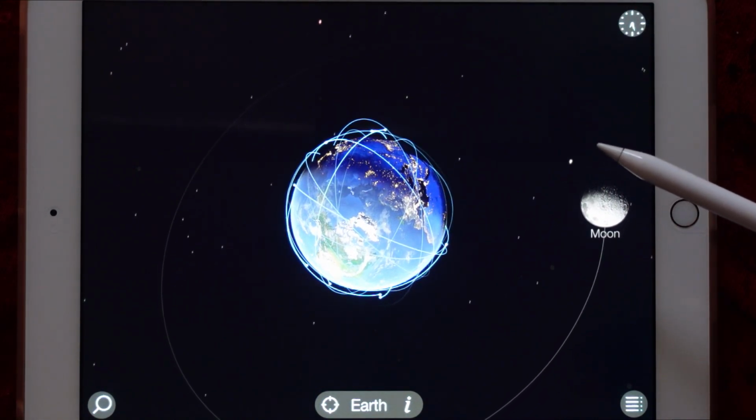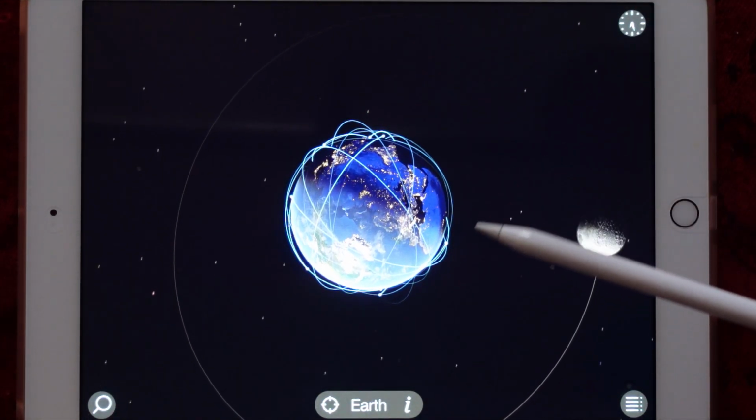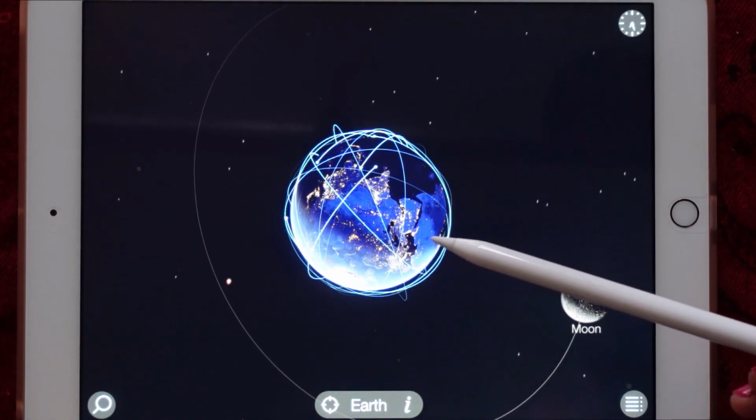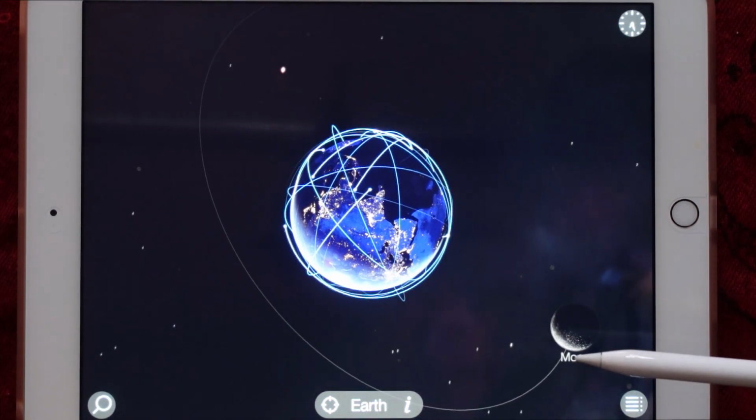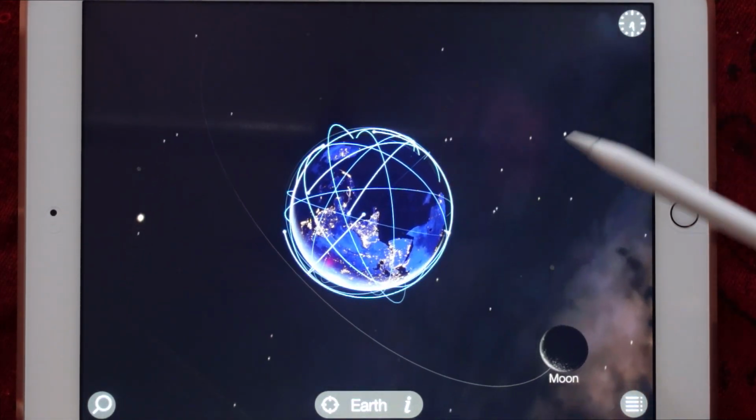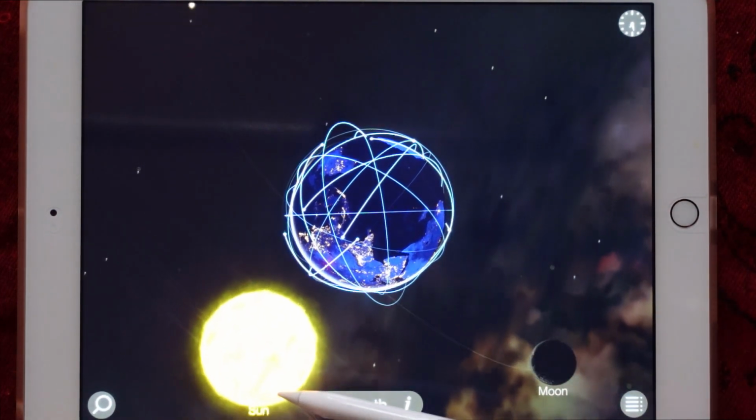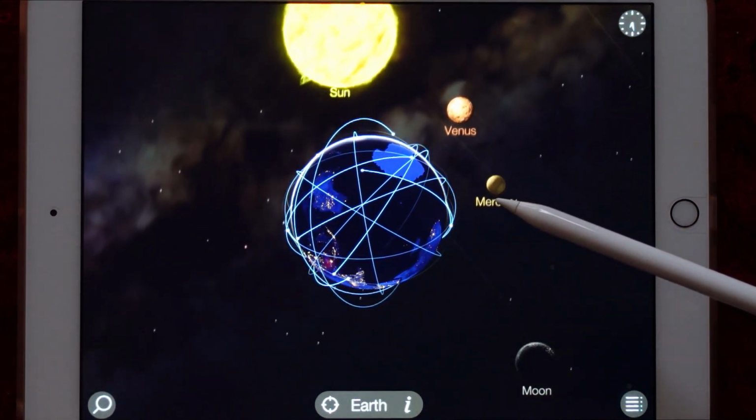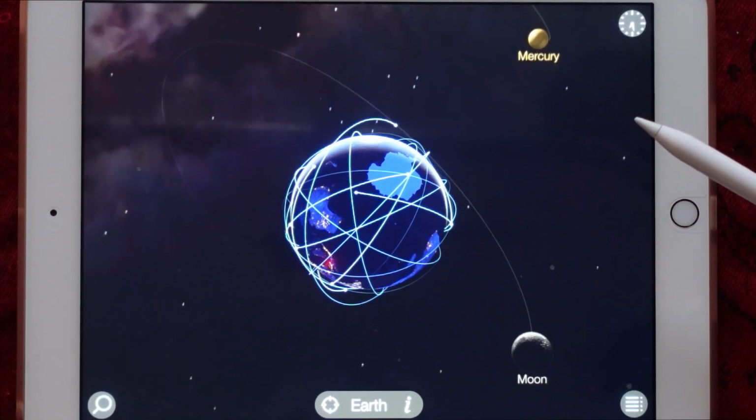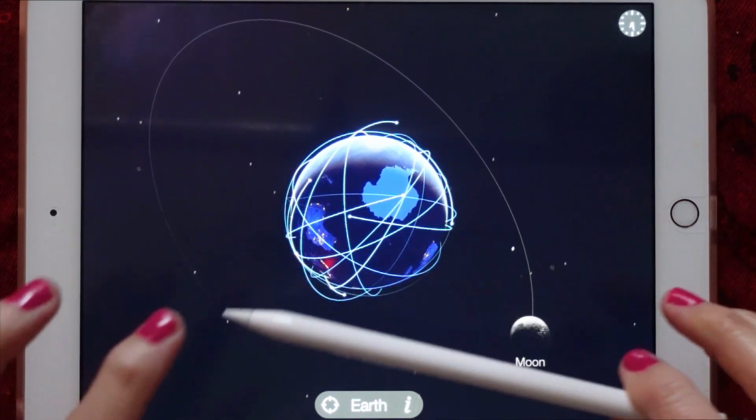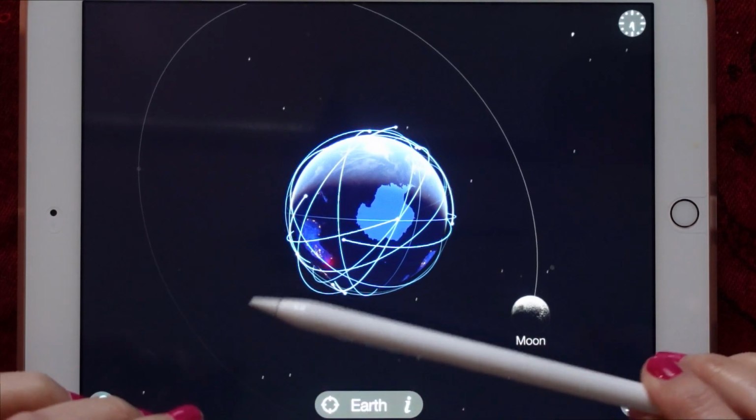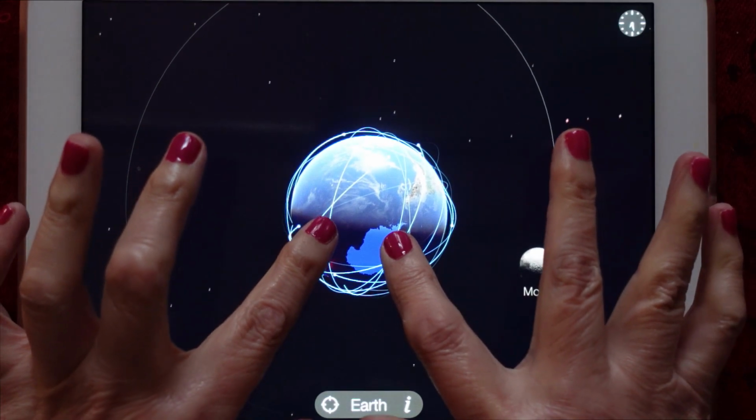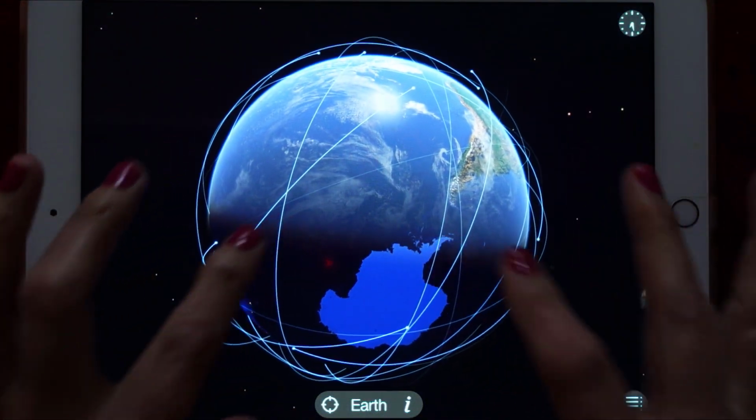So what we're going to do is have a little search around our solar system, and then we're going to point to different planets and moons and find out a little bit more. Here comes the Sun, and we have Venus and Mercury. So I also have my pencil. I'm going to be using that too. But first, let's open this out a bit.